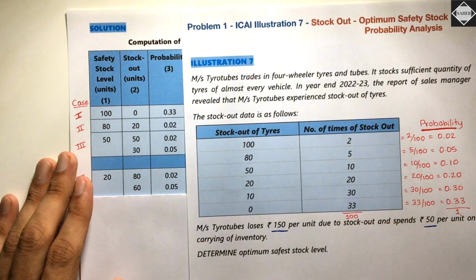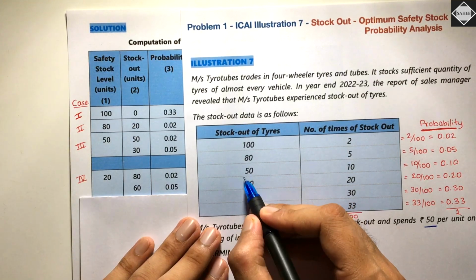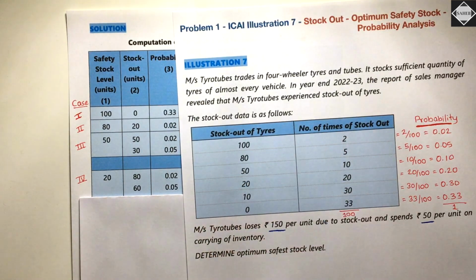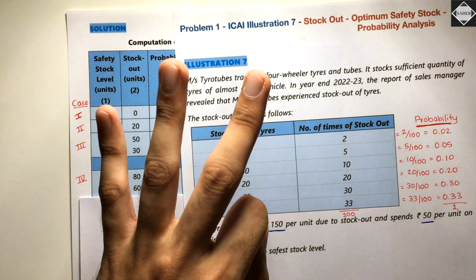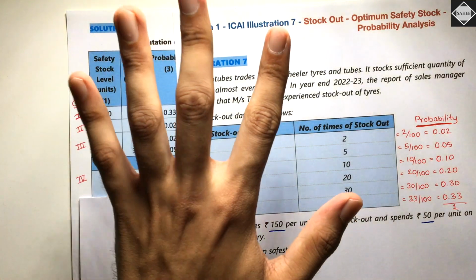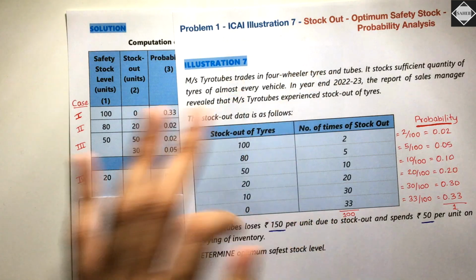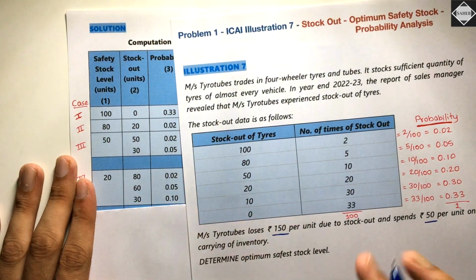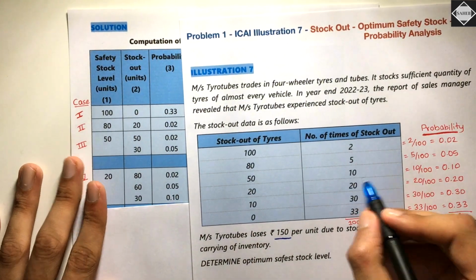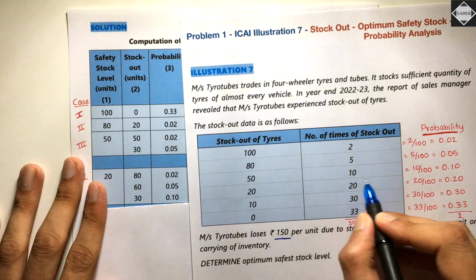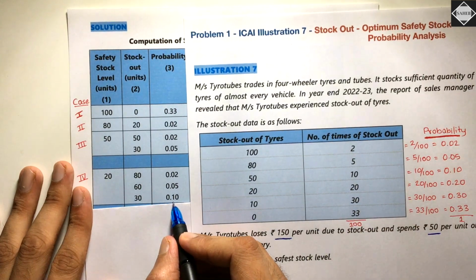Next. 50 demand. If you get 50 demand, then the stock out will be of 30 units, right? 20 units you supplied, 20 tires, 30 tires you cannot supply. There is a shortage, stock out, right? So 30. What are the chances of this happening? Chances are 10%, 0.10. Is it clear? Simple and straightforward.